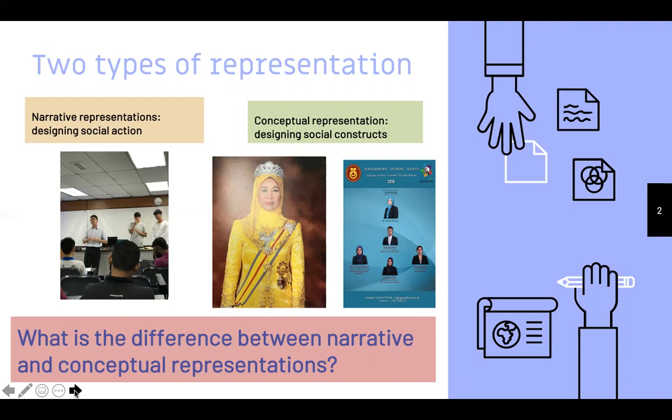Okay, if you see the image on the left, it is an activity in the class. So it is like a class presentation done by a group of students. If you look here, the presenter is looking at the audience, and the two friends at the back there, they are looking at the presenter. So it shows you something is happening. So that is a narrative representation.